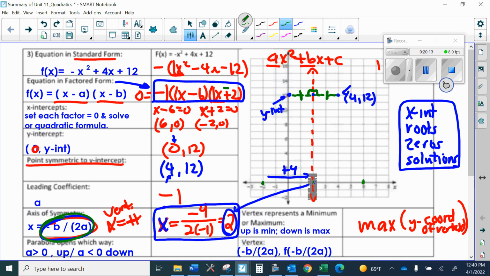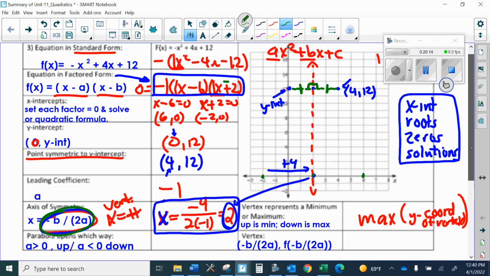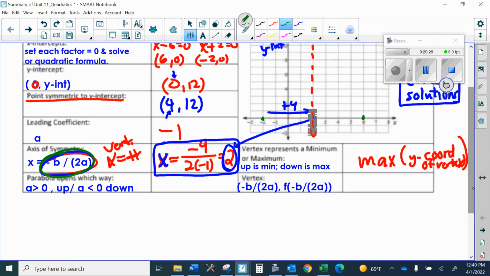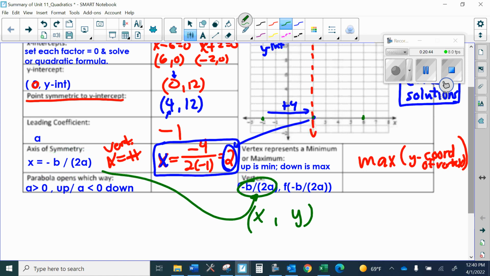Okay, next, that is also where the vertex is going to line up on this axis of symmetry. When I do the negative b over 2a, that is the x coordinate of the vertex. That's why you see this written right there. This is x comma y. So the x coordinate of the vertex is the expression negative b over 2a. It has to be along the axis of symmetry that we have right here. Axis of symmetry, that x value is the x coordinate of the vertex.